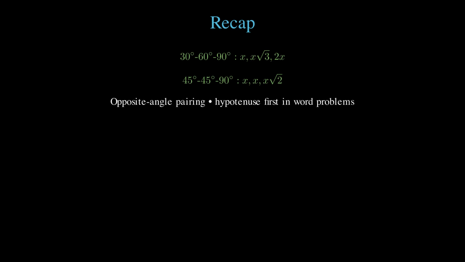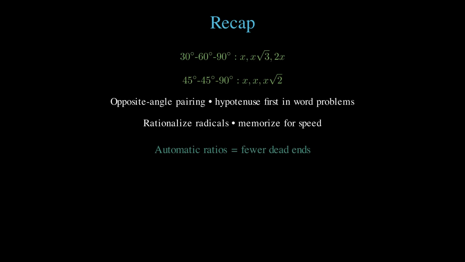Let me compress the whole lesson. 2 triangles, 2 ratio families, 1 habit. Label angles before you label sides. Recap, 30, 60, 90 uses x, x root 3, 2x. 45, 45, 90 uses x, x, x root 2. Watch opposite angle pairing, name the hypotenuse first in setups, and rationalize when needed. Practice until these ratios feel automatic. That's when geometry stops feeling like a scavenger hunt.